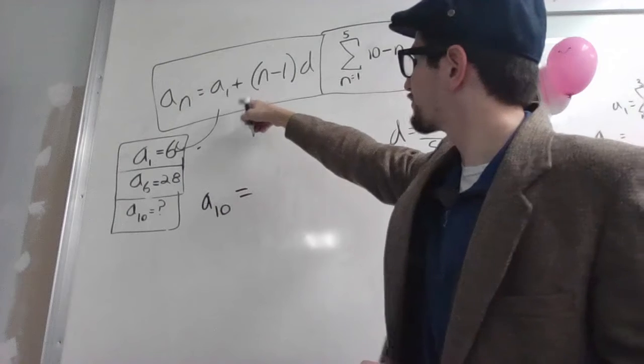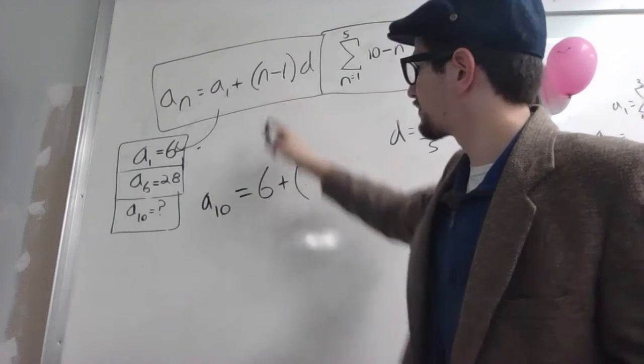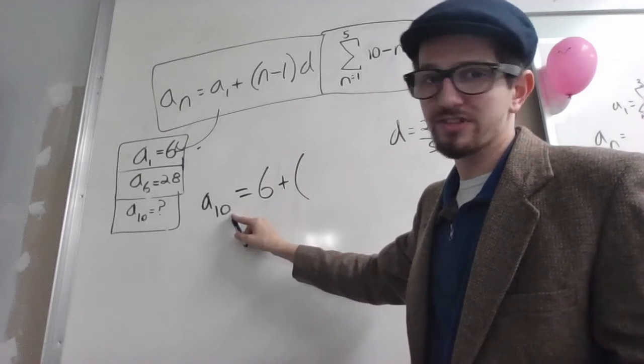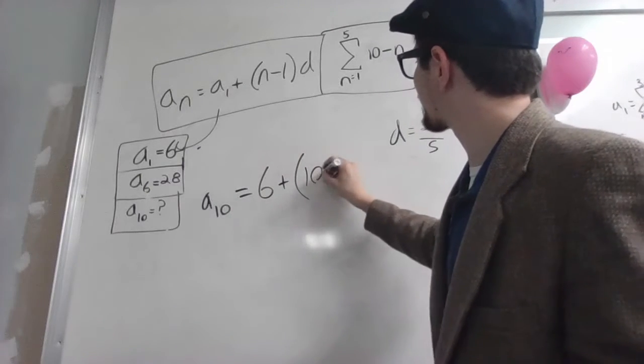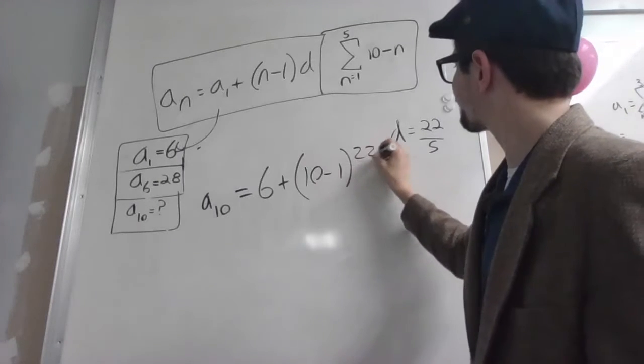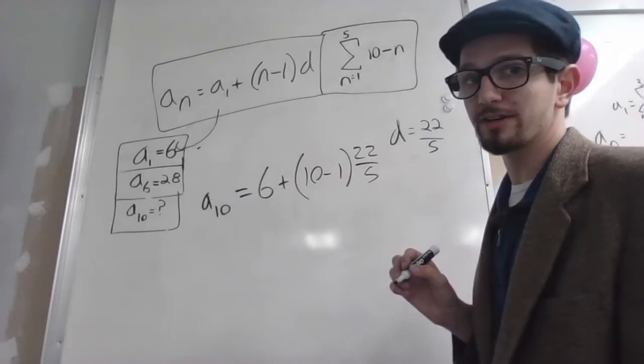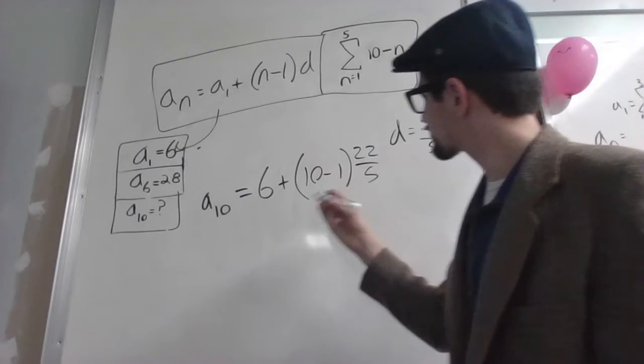Equals, what is A1? Well, we still know it's 6. Plus, what is N? Well, what is the number I'm looking for? I'm looking for the 10th term, so I'm going to write 10 minus 1 times D, which I have, which is 22 over 5. Cool. This is going to be a little ugly, but we can do it. So 10 minus 1, so 9.